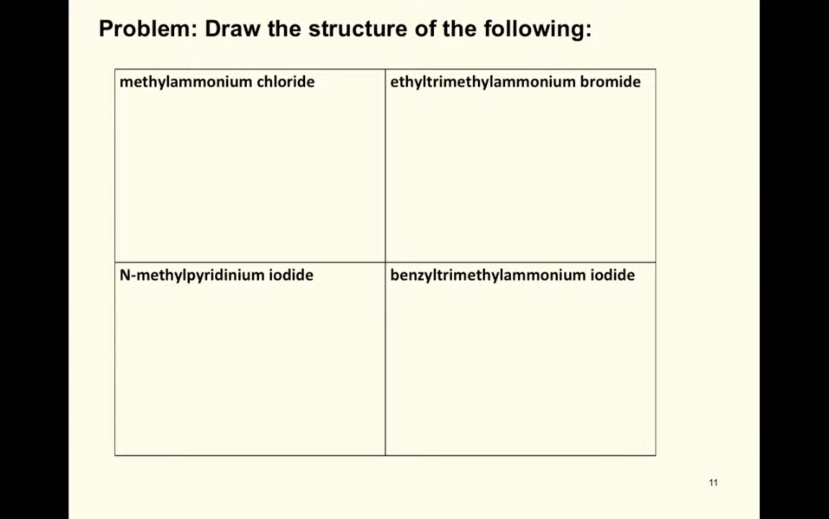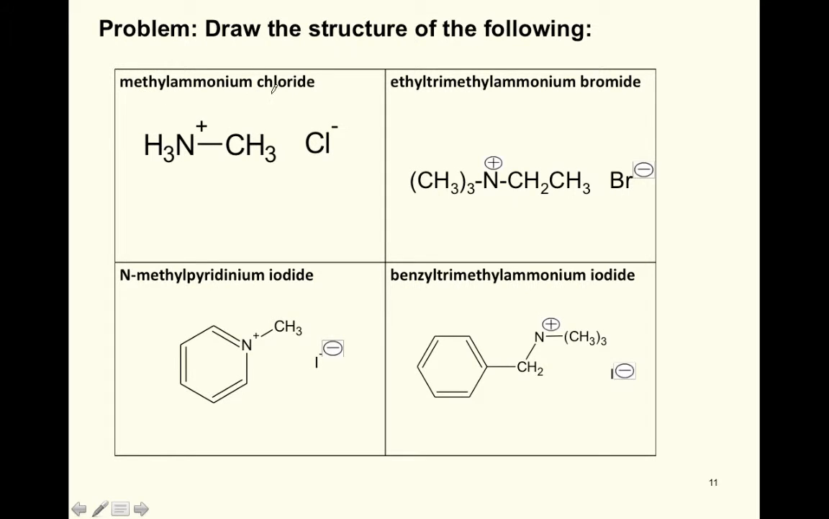Problem: draw the structure of the following. Go ahead and pause the video and come back and see how you did. Methyl ammonium chloride. It has 1 R group, 1 methyl group. So it needs 3 hydrogens to keep the 4 bonds to nitrogen, positive charge next to that nitrogen, and the chloride with a negative charge.